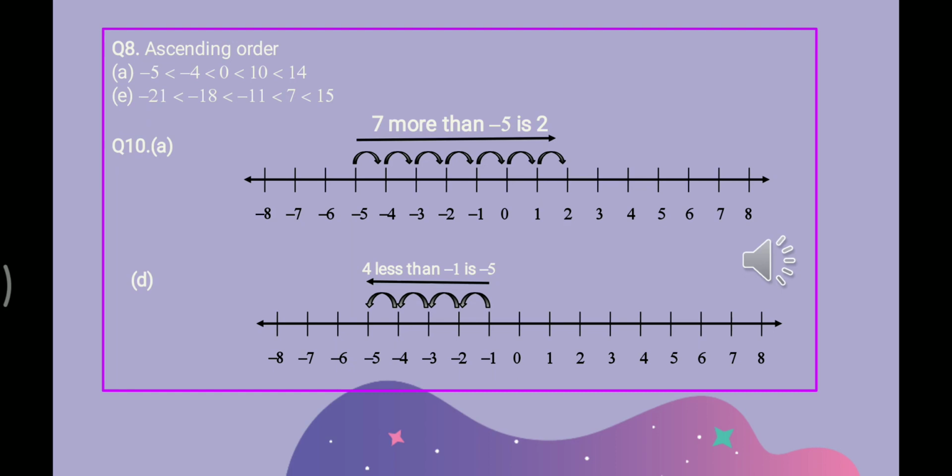Similarly, in D part, we are being asked 4 less than minus 1. As I said, less means we are subtracting, or we are going towards the negative direction, towards the minus sign. But we have to count the jumps from minus 1. So we have taken 4 steps towards the left of minus 1. You can see the jumps over there. So we have reached minus 5. So 4 less than minus 1 is minus 5.